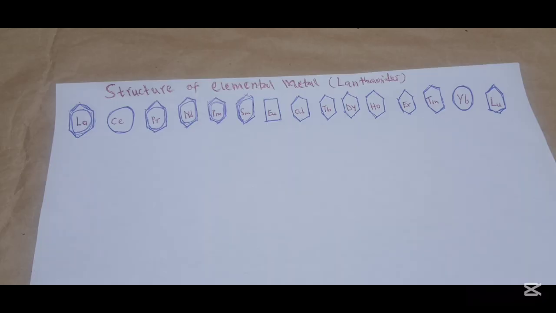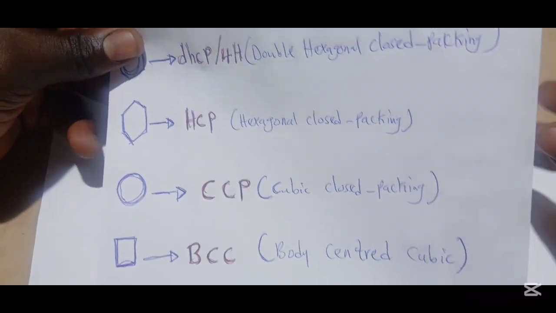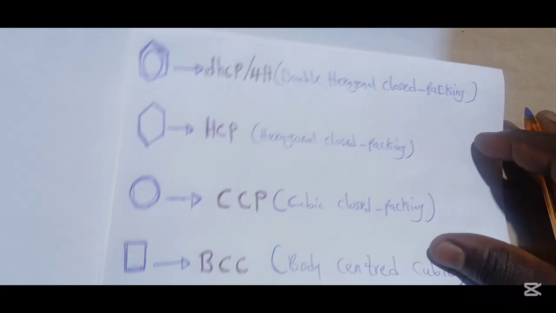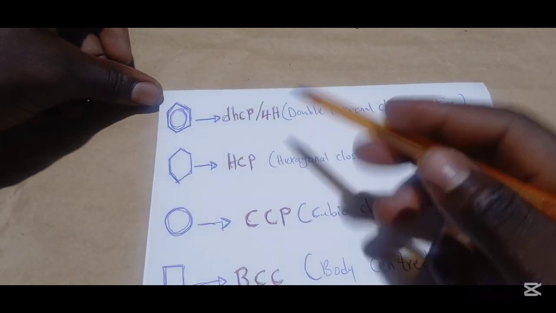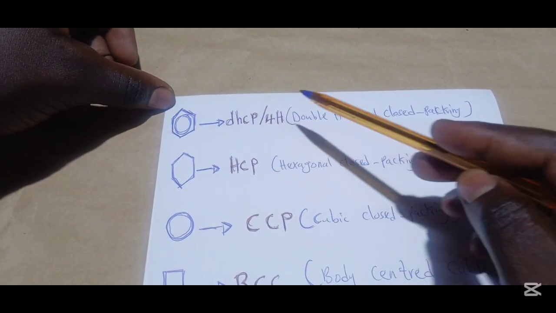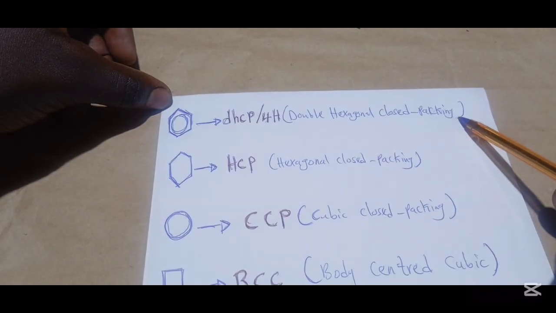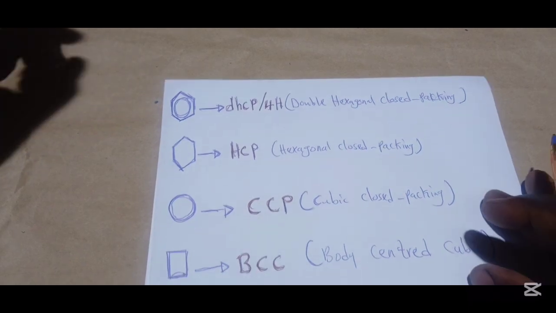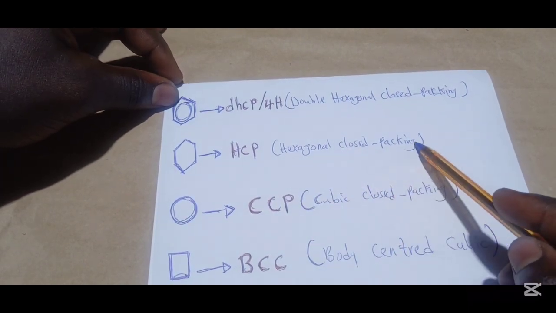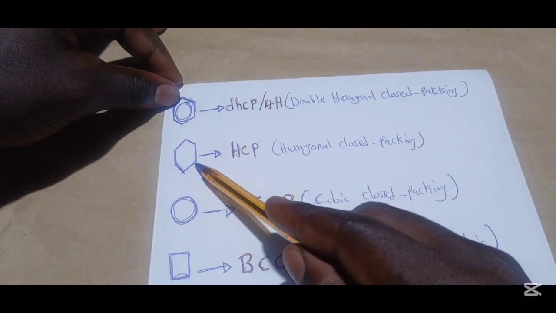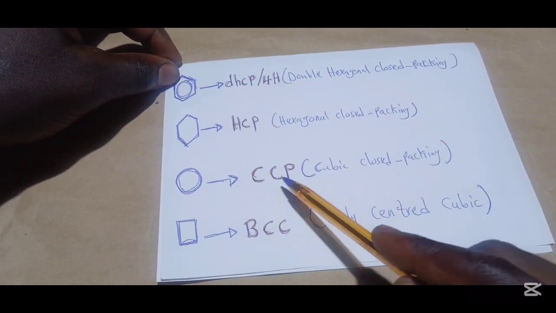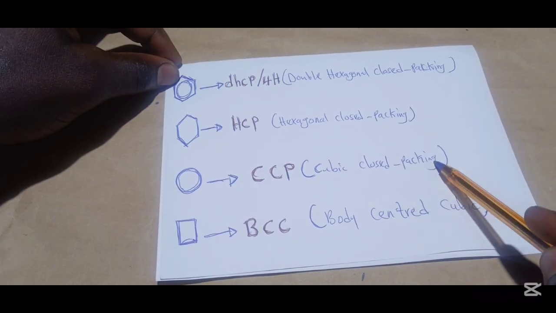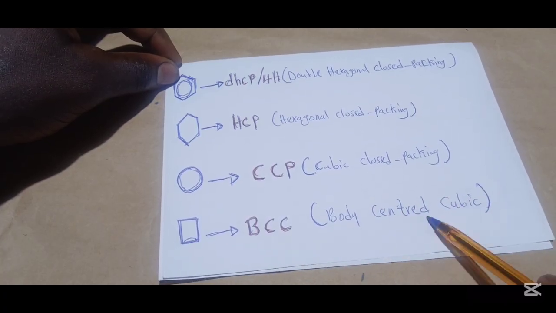Each of the elements in the lanthanide series has its particular structure. So first of all, I'm going to need you to take a close look at this chart here. We have this shape indicating DHCP, double hexagonal close packing. Then HCP, hexagonal close packing. The elements with this shape show hexagonal close packing. And CCP, cubic close packing, right? And then BCC, body-centered cubic packing.